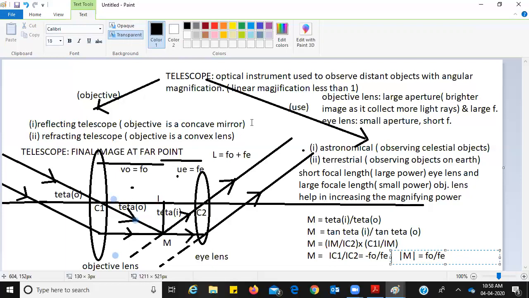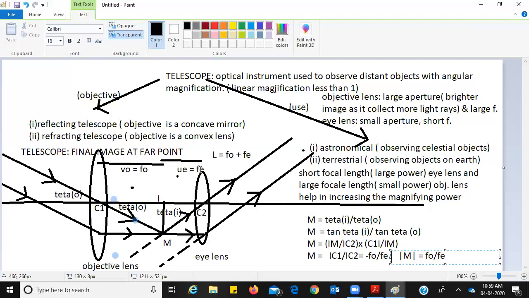Where should the object for the second lens be? The object lens image is at infinity? No, between the focal length and the optic center, between F and C2. That's a concept. If the final image is at infinity, the object has to be at the focus. If the final image is at the near point, you have to keep the object within the focus, between F and C2.